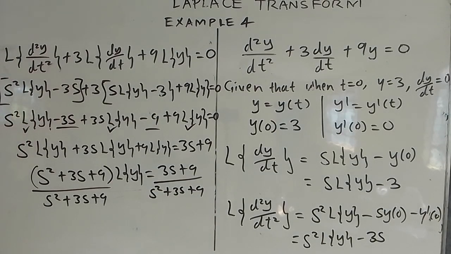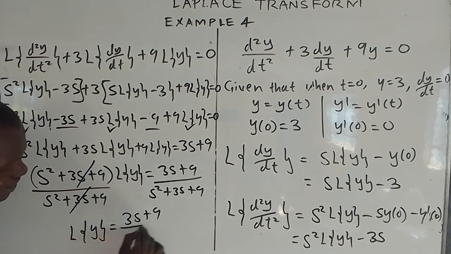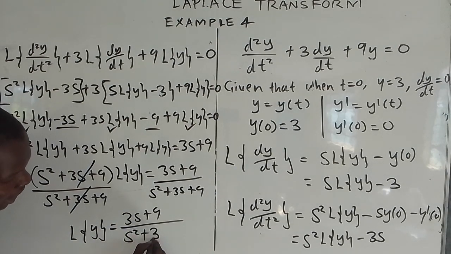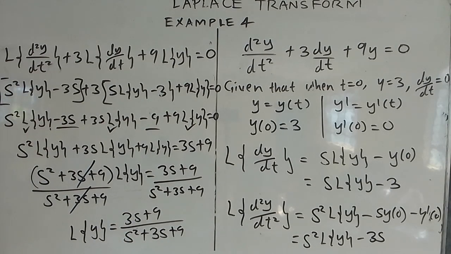So, you know, this s squared plus 3s plus 9 will cancel out, isn't it? Then you remain with the Laplace transform of y to be equals to 3s plus 9 over s squared plus 3s plus 9. So if you look at all the standard functions we've done in Laplace, 3s plus 9, meaning this is a common denominator, isn't it? Meaning you will be separating it.